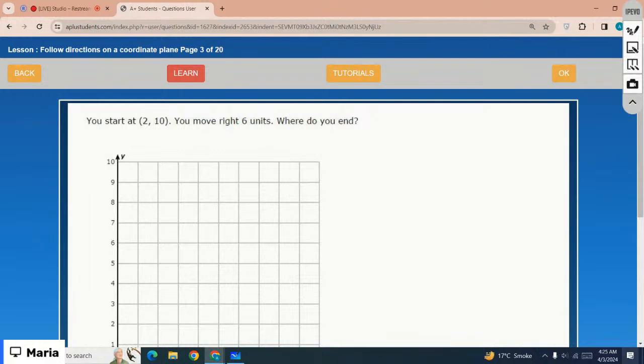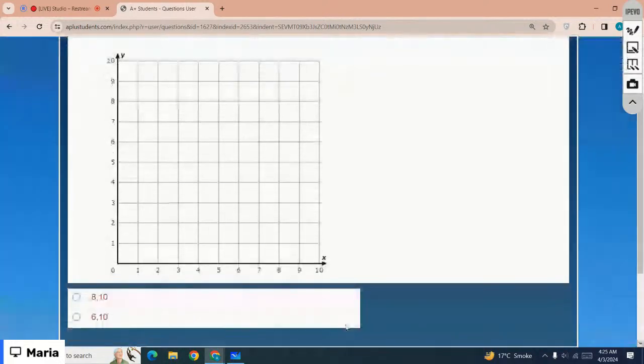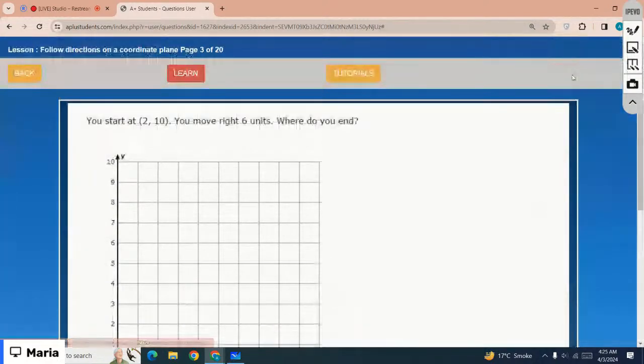That is (8, 10) because you move right. So you need to add 6 to the x coordinate. That would be (8, 10). You don't have to count, right? That is (8, 10).